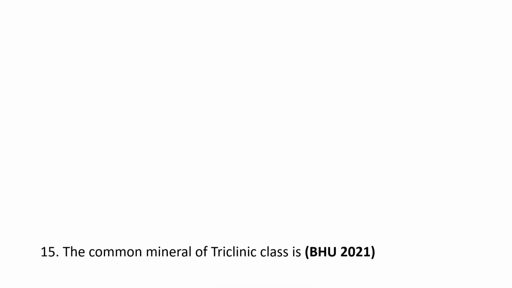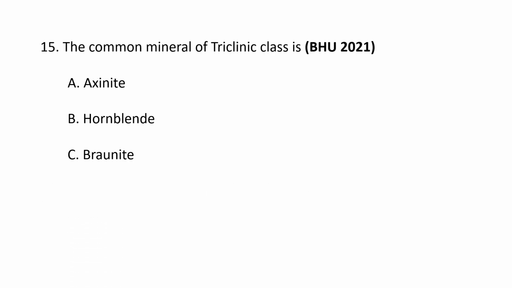Next question. The common mineral of triclinic class is A. Axinite, B. Hornblende, C. Braunite, and D. Bornite. The common mineral of the triclinic class is axinite. Axinite, a group of calcium aluminium borosilicate, it belongs to triclinic crystal system.